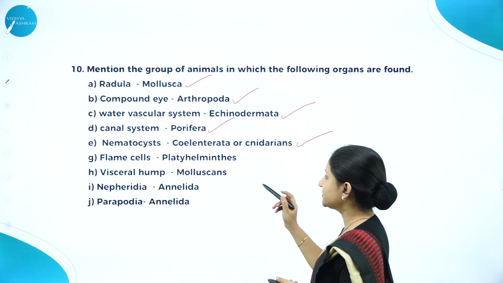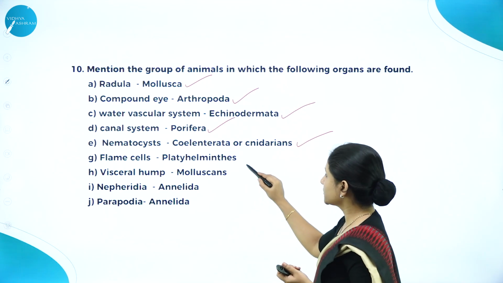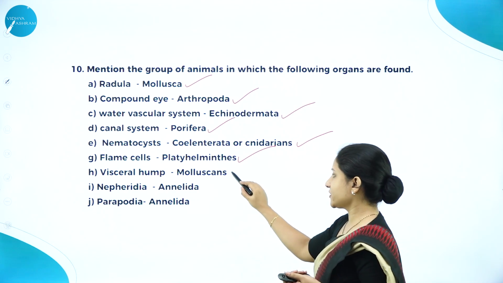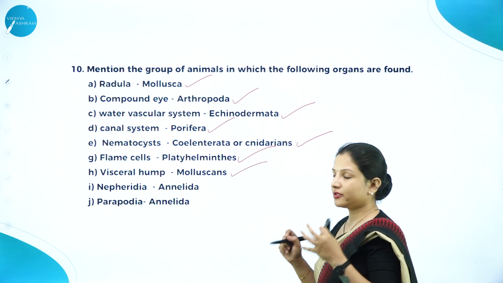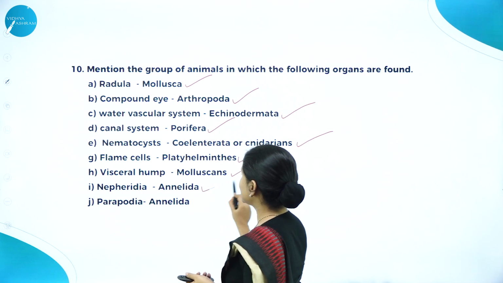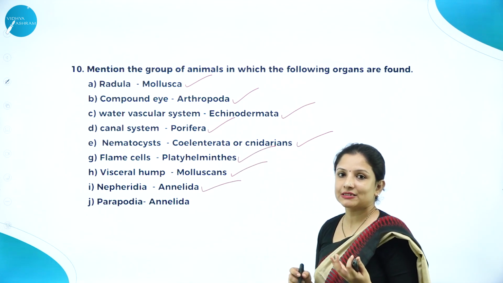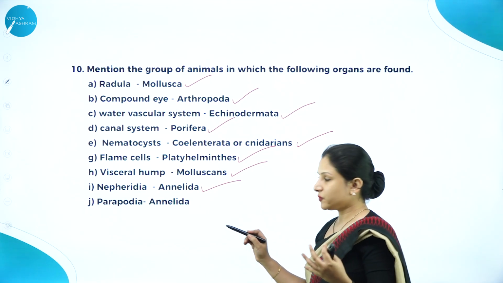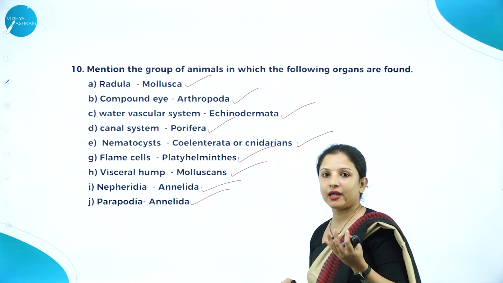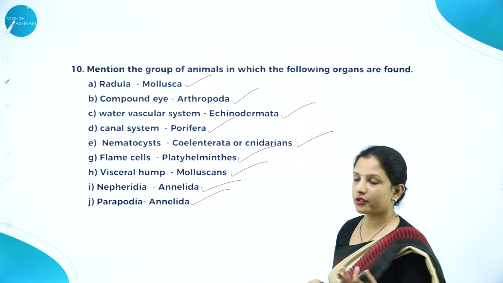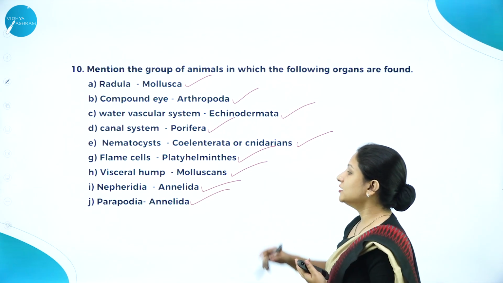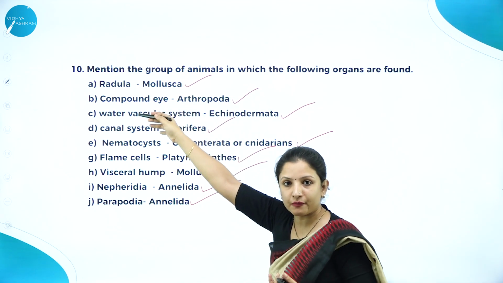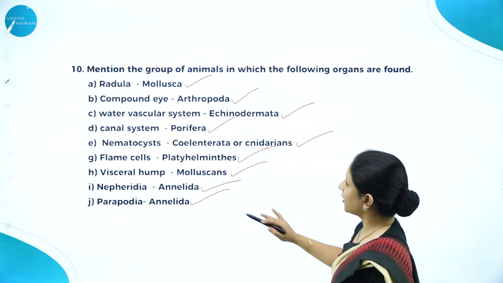Don't get confused. Flame cells are an excretory organ present in platyhelminths. Visceral hump is present in mollusks, especially if you see the octopus and all that. Nephridia are the excretory organ or excretory system in annelids. Parapodia are the feet, especially in Nereis, annelida, which is a water organism. There you can find parapodia. Like this also the question can be asked, wherein each can carry half a mark or 1 mark.